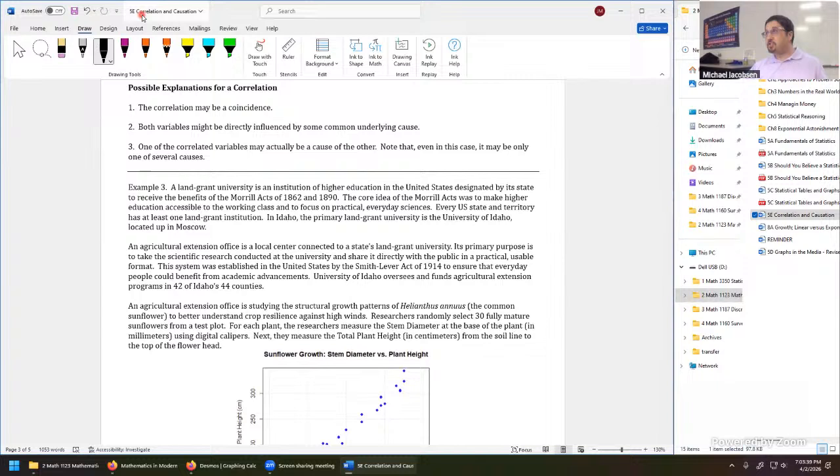section. This is a section about correlation and causation at the same time. And so we want to start thinking about causation now that we're looking at these things. There's various reasons why correlation could exist. Correlation could just be simply a coincidence.